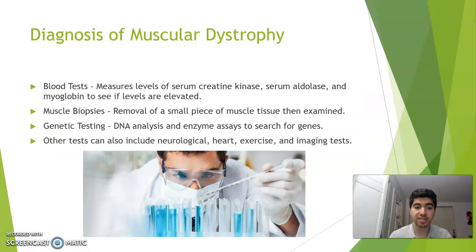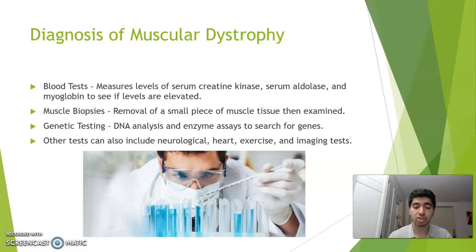So the diagnosis of muscular dystrophy includes different sorts of tests. One would include blood tests, where we see measurements of the levels of serum creatine kinase, serum aldolase, and myoglobin, and they run blood tests to see if these levels are elevated, and if they are, it can be an indication of muscular dystrophy.